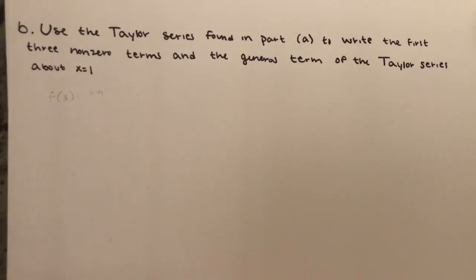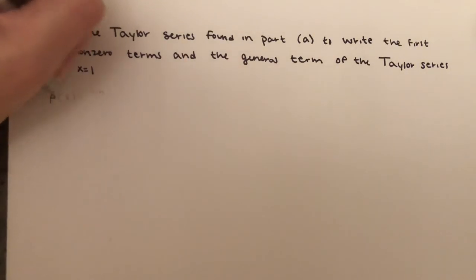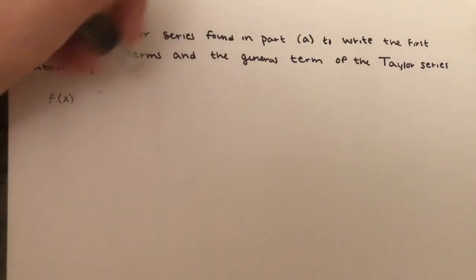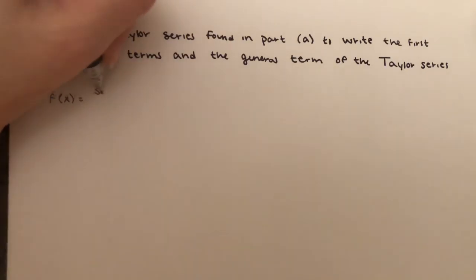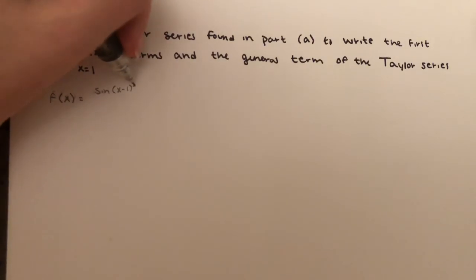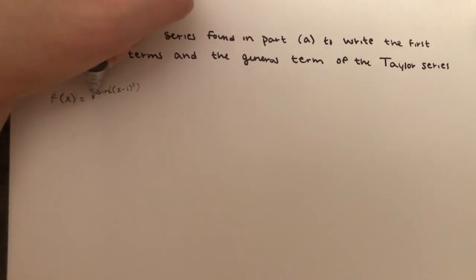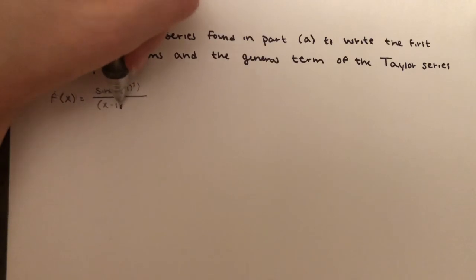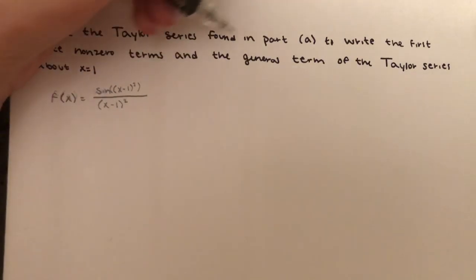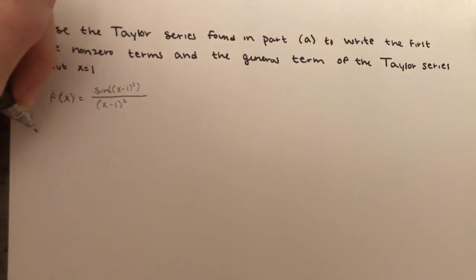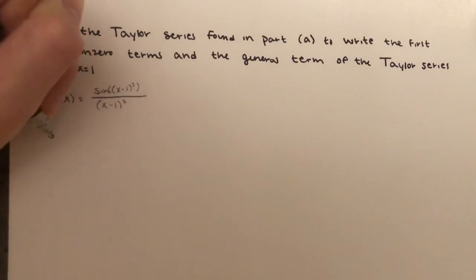So part B asks us to use the Taylor series found in part A to write the first three non-zero terms and the general term of the Taylor series about x equals 1. So first I'm just going to write down our f of x function. Then I'm just going to write down our sine of x minus 1 quantity squared Taylor series that we got in part A.